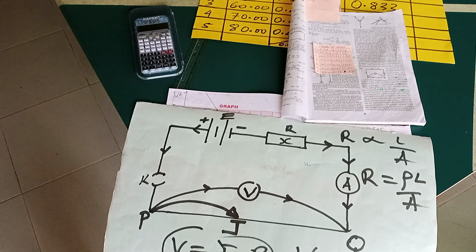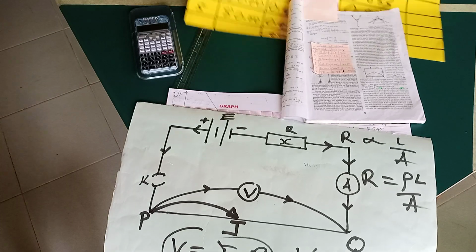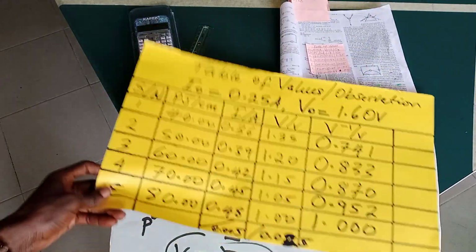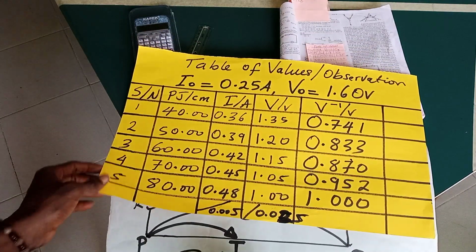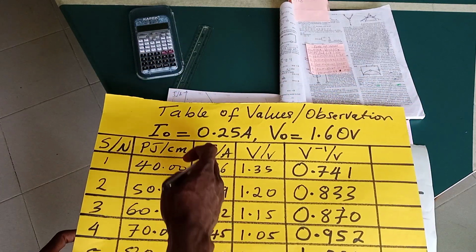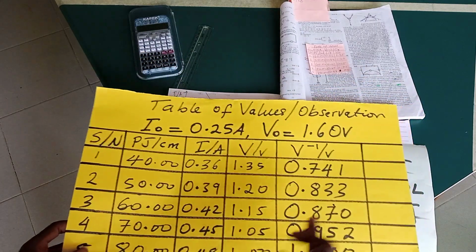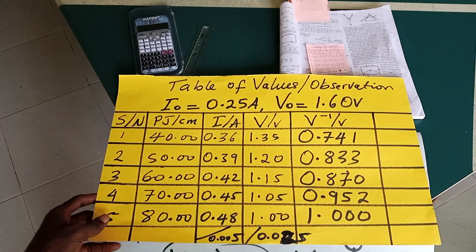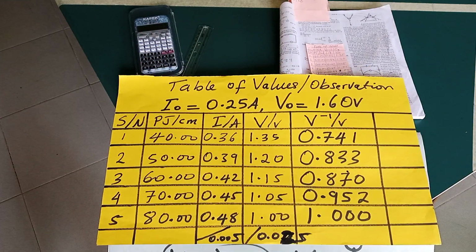To this, I believe we have come to the end of this video. Please, I want you to use this pattern and help me plot the graph of I against V inverse. The slope of the graph, I'll give you a hint, is simply power. You know, power P is defined as IV. So the slope of the graph is the power generated in the circuit. So WAEC may come this way.